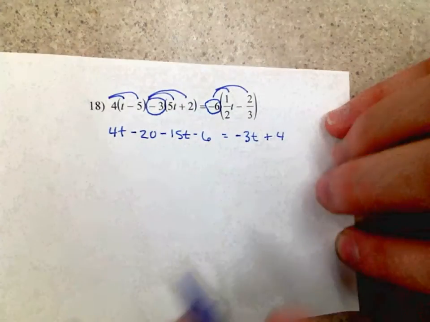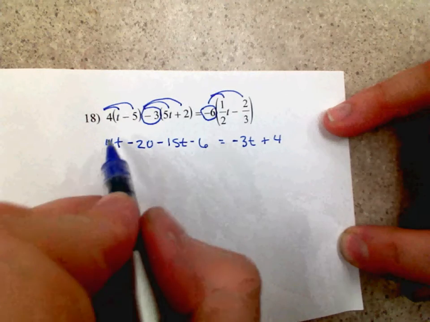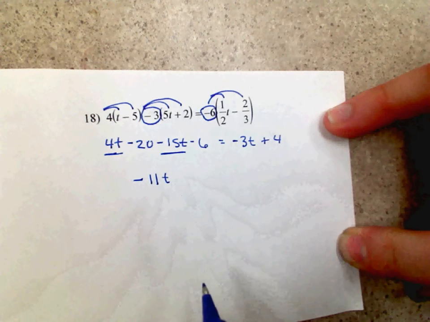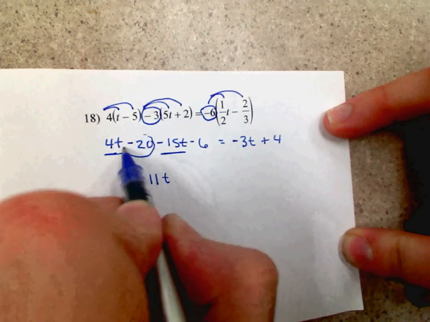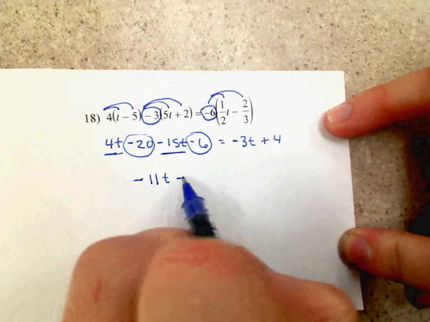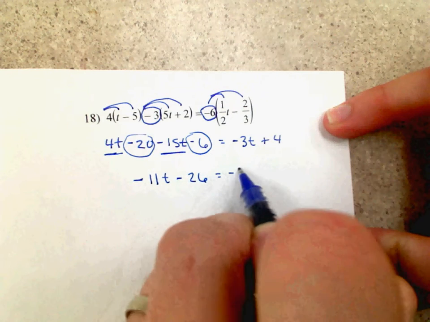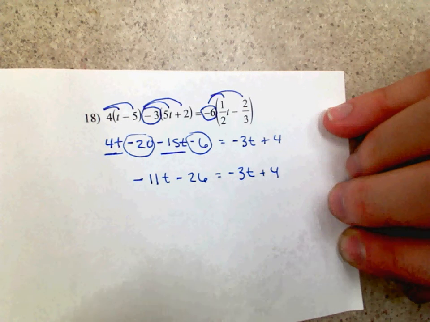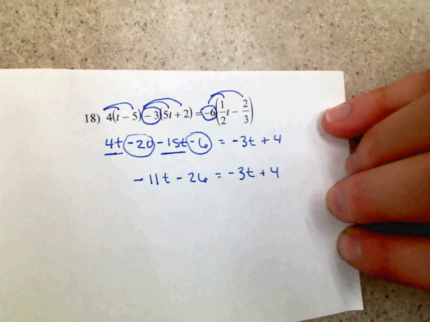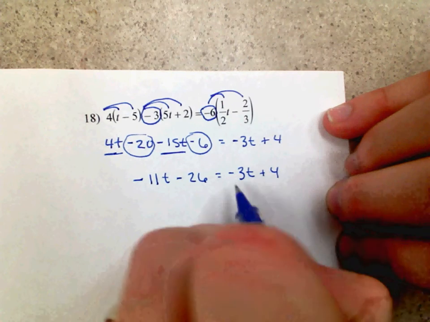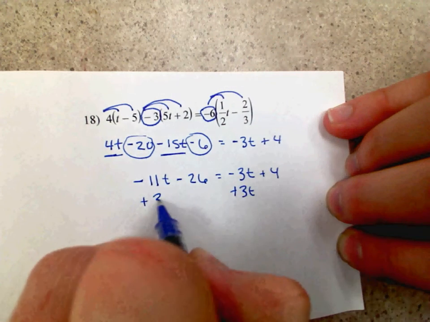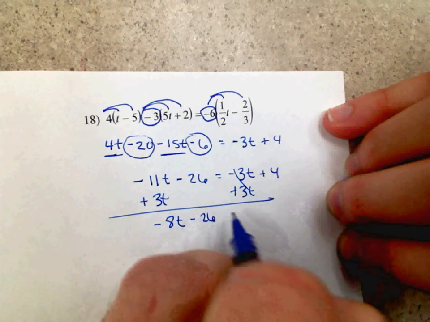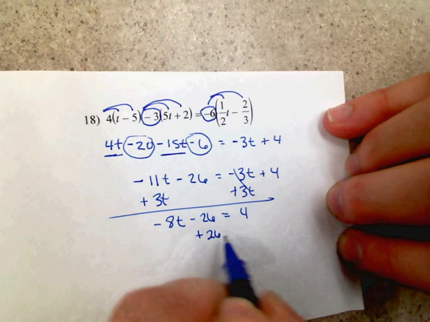Okay, now from here, I've got stuff on the left again, so 4t minus 15t, that would be minus 11t. Negative 20 and negative 6 would be negative 26. From here, I want to combine and get all the t's on one side, all the numbers, all the constants on the other. So plus 3t. And then add the 26 to the right side.